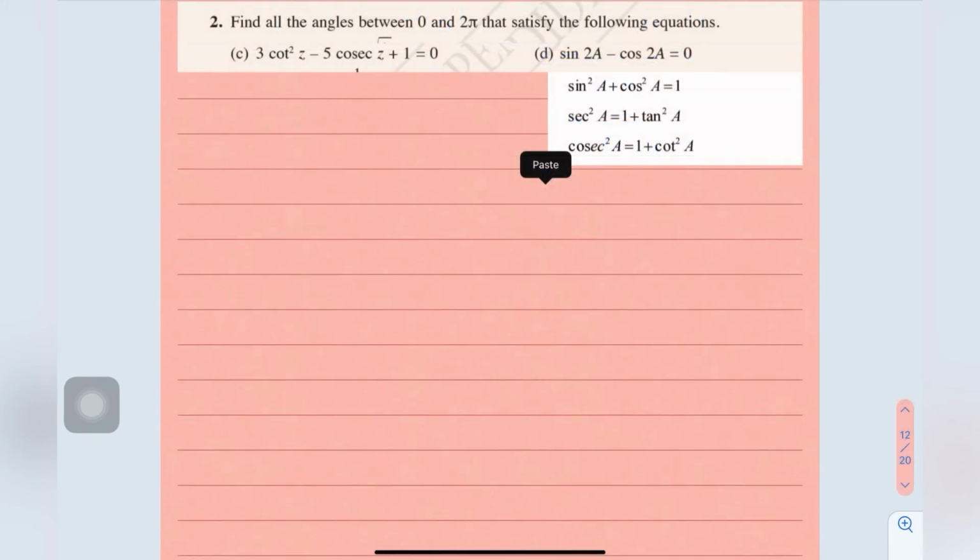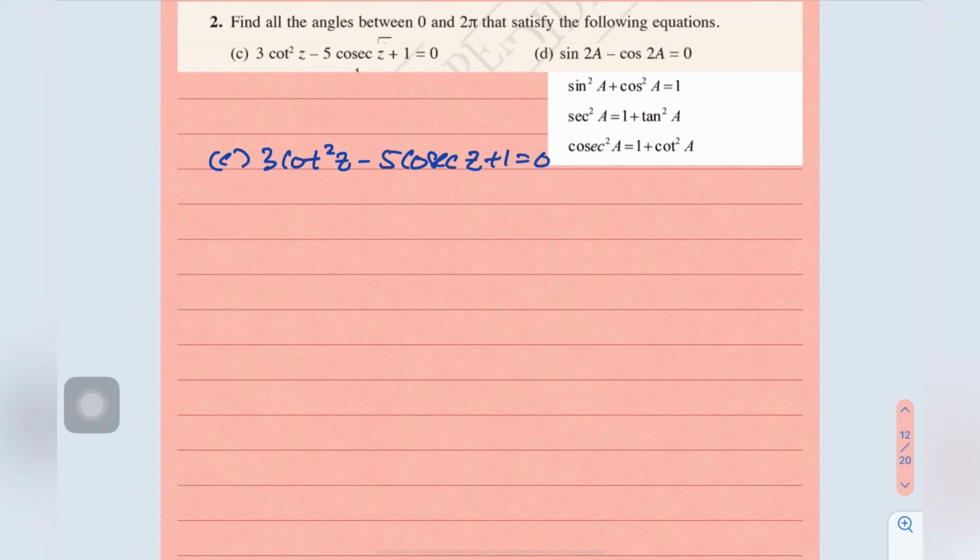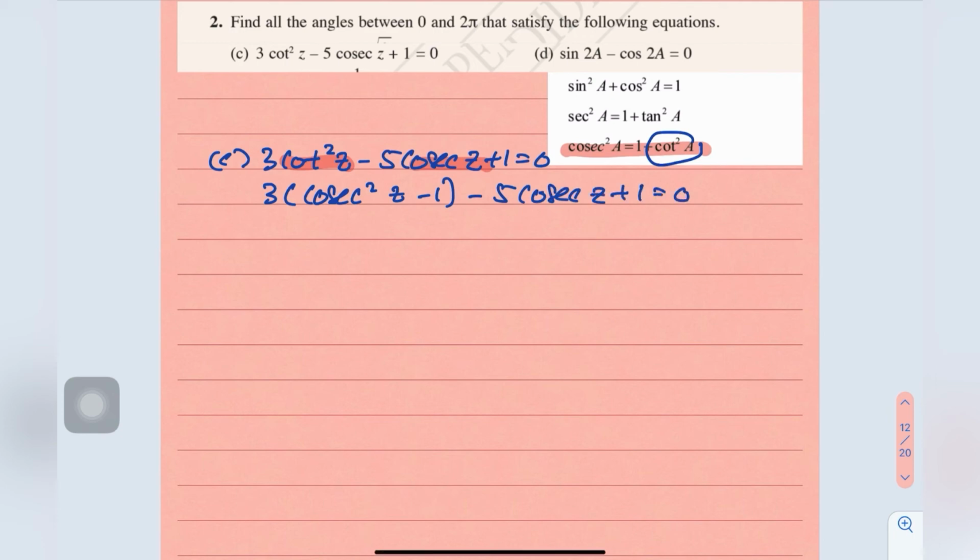Question 2c, we have 3 cotangent squared z minus 5 cosecant z plus 1 equals 0. One is not uniform: cotangent and cosecant. We have a relation between cosecant and cotangent from the basic identity: cotangent squared is cosecant squared minus 1. So we substitute: 3 times cosecant squared z minus 1, minus 5 cosecant z plus 1 equals 0. Then we expand: 3 cosecant squared z minus 3 minus 5 cosecant z plus 1 equals 0.